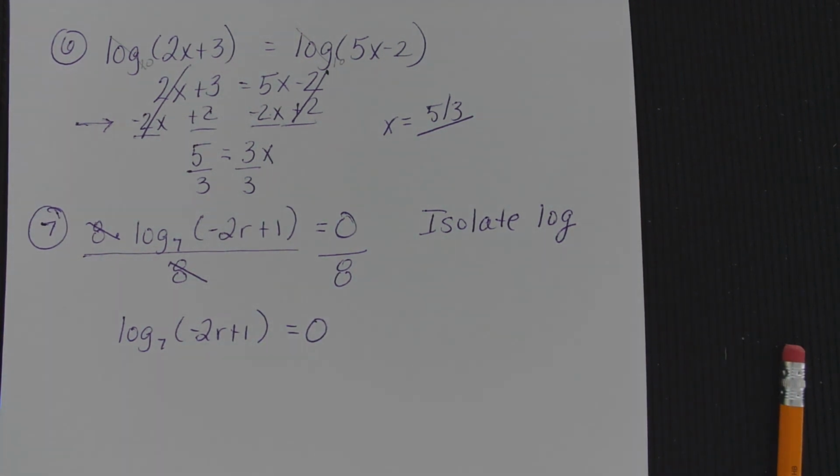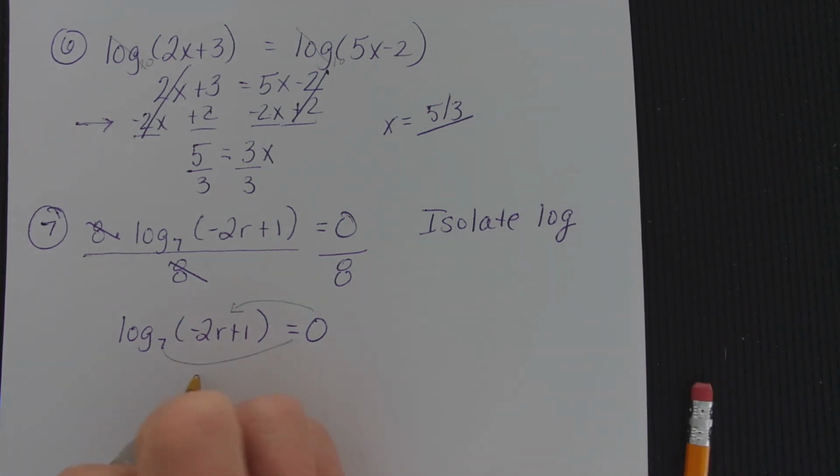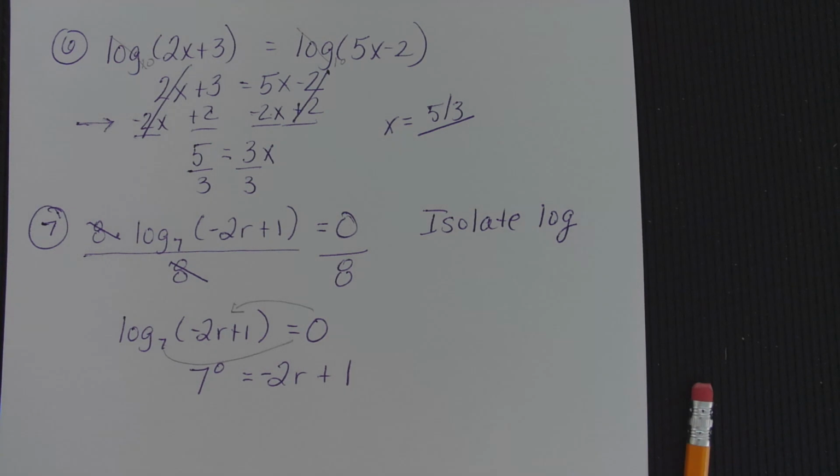Who's got an idea? This is not hard from here on out. I'm converting, I need to go to exponential form. 7 to the 0 power equals negative 2r plus 1. What is 7 to the 0 power? 1. 1 equals negative 2r plus 1.